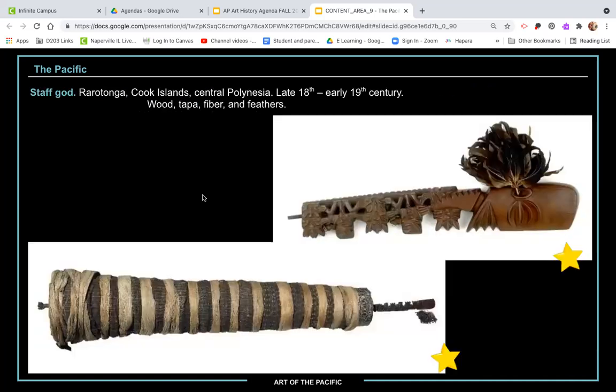Okay, that is all for that one. Pretty straightforward, okay? The next one, which of course I don't have the number for up here either, is our staff god from Rotunda.